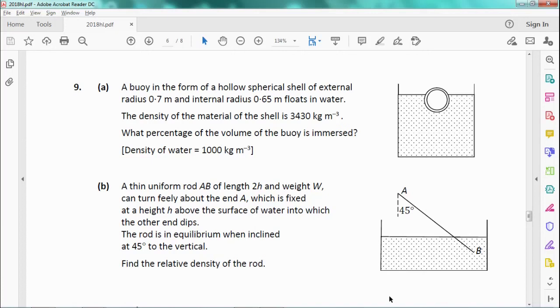How you doing? Going to have a little look at 2018, the higher level question, the hydrostatics question, question 9. There's two parts to this. The first one's to do with a hollow sphere floating, and we're looking to find out what volume of the buoy is immersed. They give us the density and they give us the dimensions of the sphere. The second one is regarding an inclined rod, and we'll deal with that in a moment.